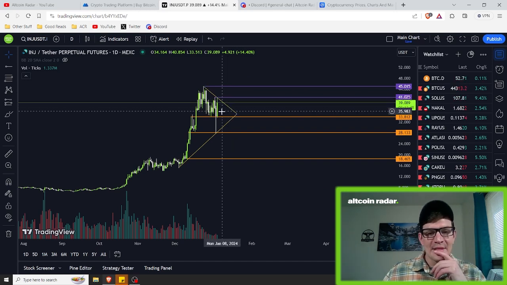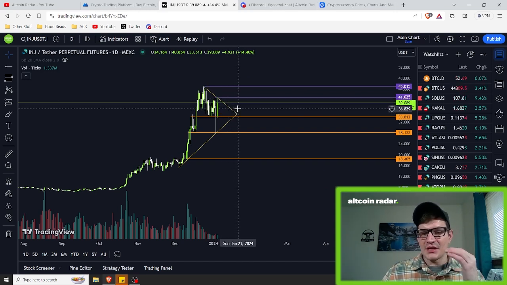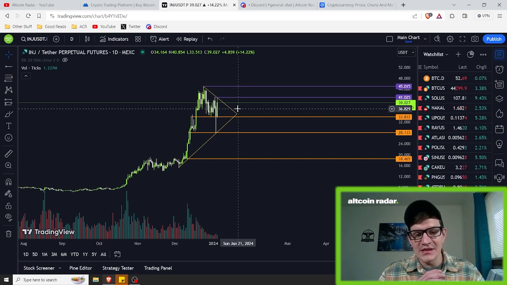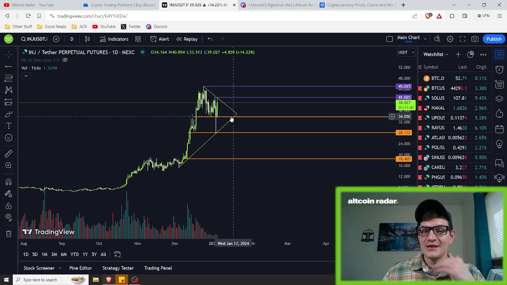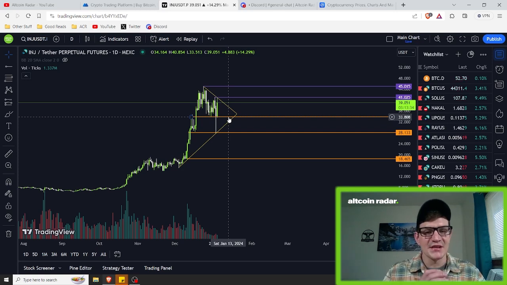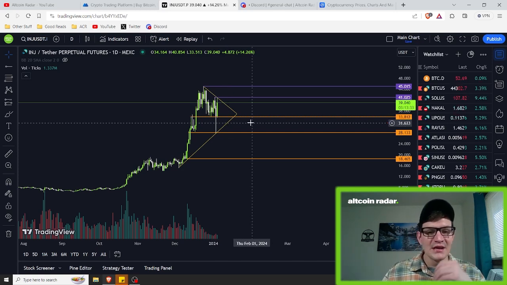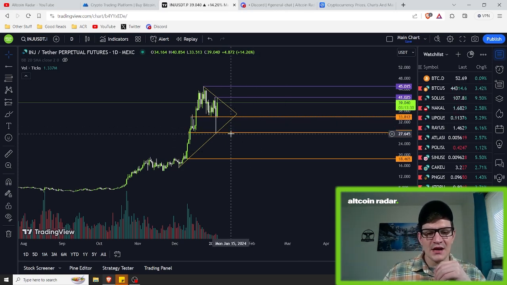All right. Now, if that doesn't happen and we end up dropping instead, we may end up bouncing, or we may end up not bouncing off of this 33 level, and we may end up going straight through it instead. Now, if that happens, then we will be looking at $28 for support.